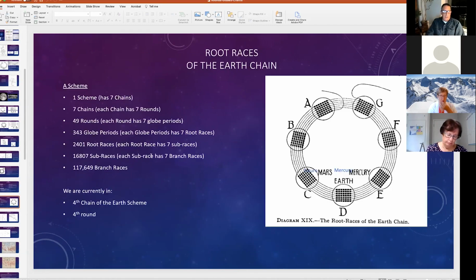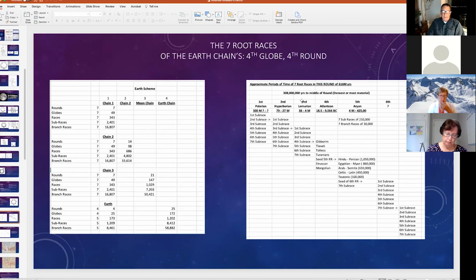It took, we'll go here to look at it. I did these rough things. So the dates on these things are not given very clearly. It's considered one of the secrets and they don't publish it. So from the beginning of the round, not really clear, but it could have been 300 million years ago, the first root race was evolving.